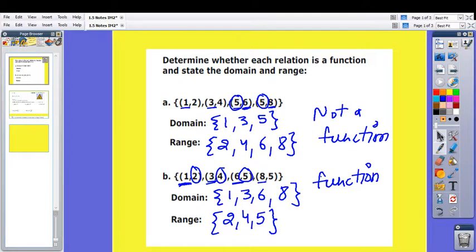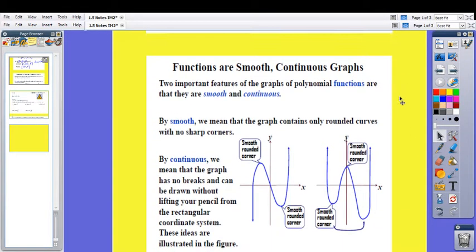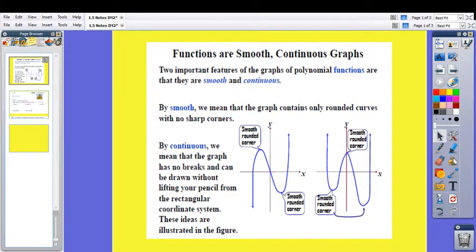Now functions have to be smooth and continuous graphs, meaning they cannot have sharp turns. So look how smooth the turn is here. A sharp turn is something like when you go up and you cut down. So this is not a function. If we have well-rounded smooth corners, then that is a function.